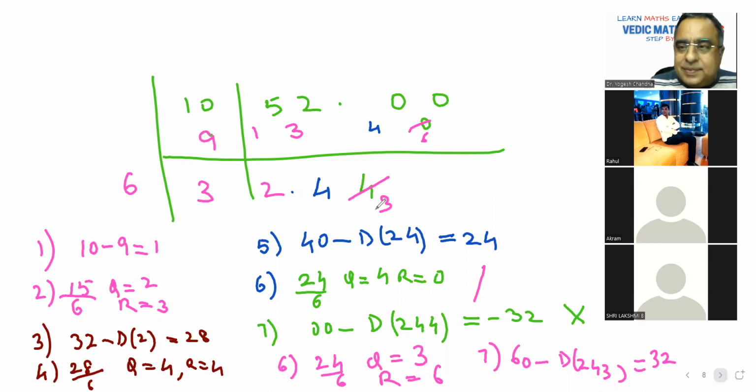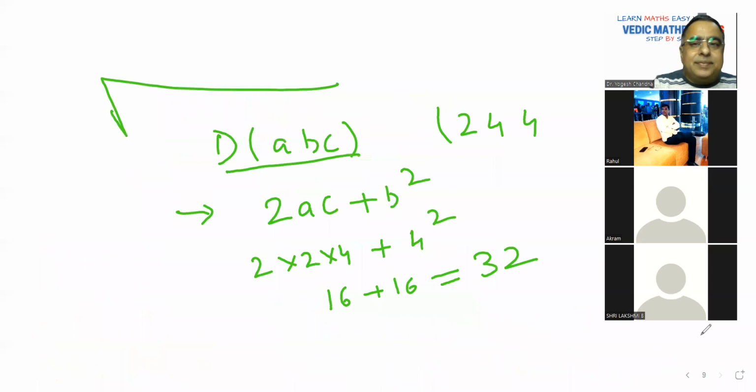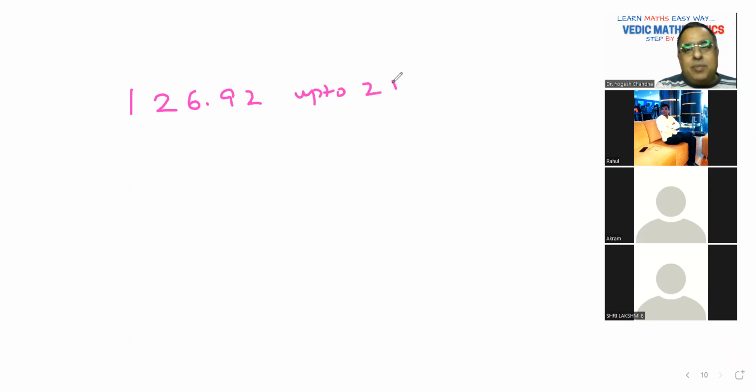Okay, solve one more then. Yes, sir. 126.92, up to 2 decimal places. And we'll solve by this Dvandva Yoga first. Then we'll see if we need further methods or not.